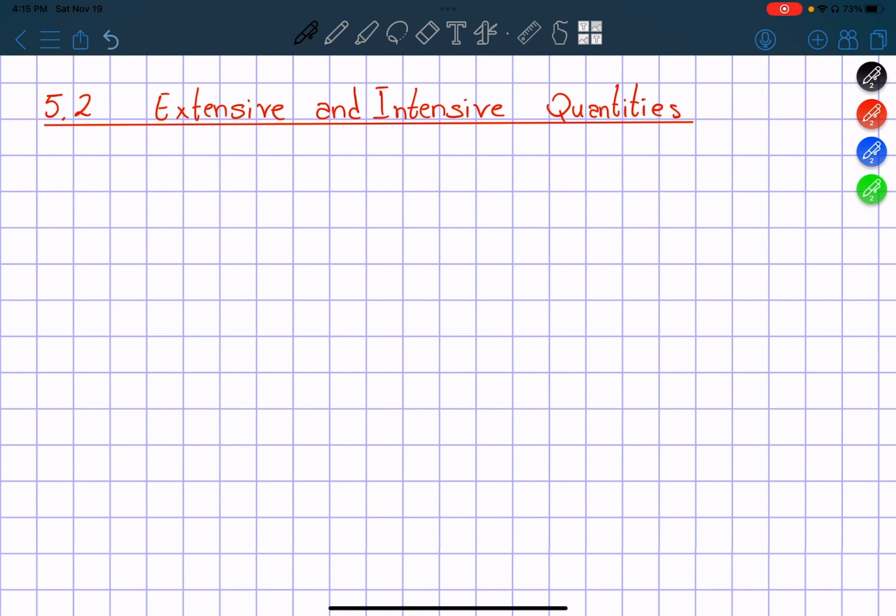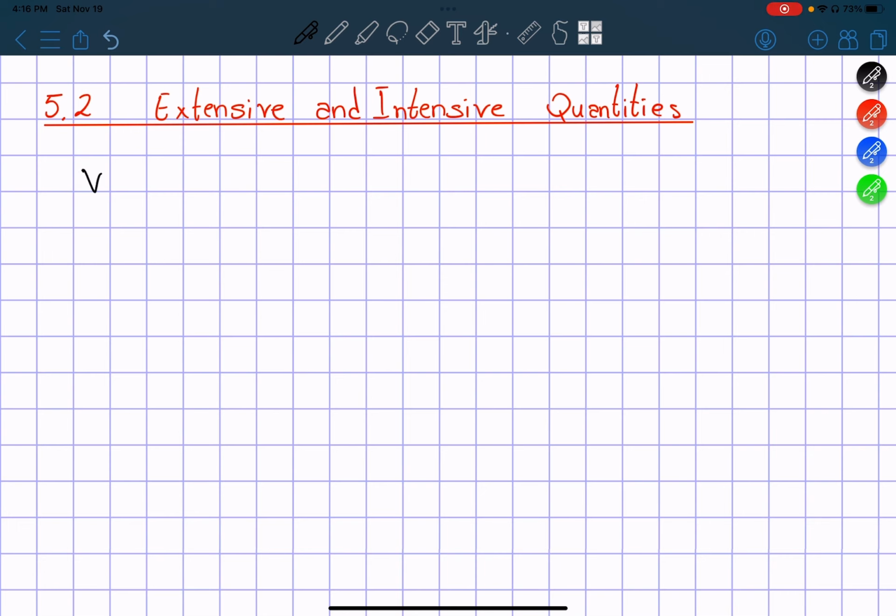Extensive and intensive quantities. Now, this is a pretty defined difference between two quantities. The quantities that double when we're doubling the number of items are called extensive quantities, and the quantities that are unchanged when we double the particles, the amount of stuff, are called intensive quantities. So, first of all, what are the quantities that we're talking about?